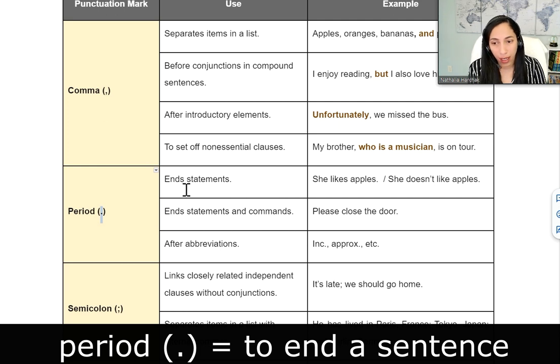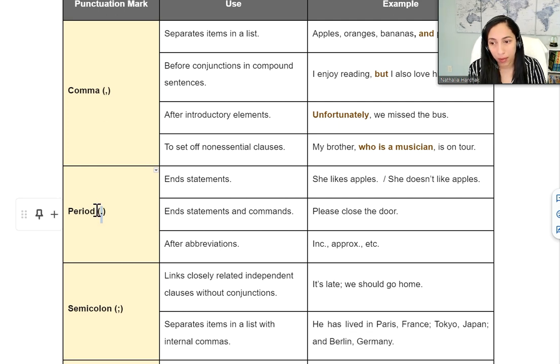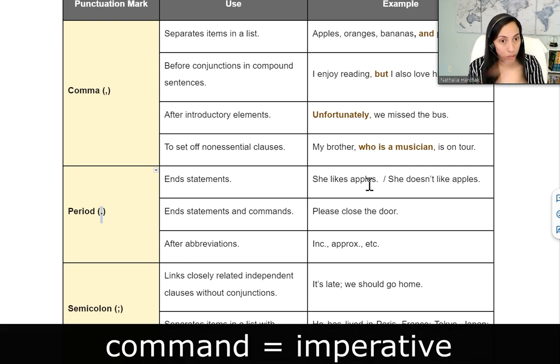So let's see. A period is used to end a statement. For example, "She likes apples." Period. "She doesn't like apples." Period. Or to end statements and commands, like "Please close the door." Okay, so "close the door" is a command. I'm telling you to do that.